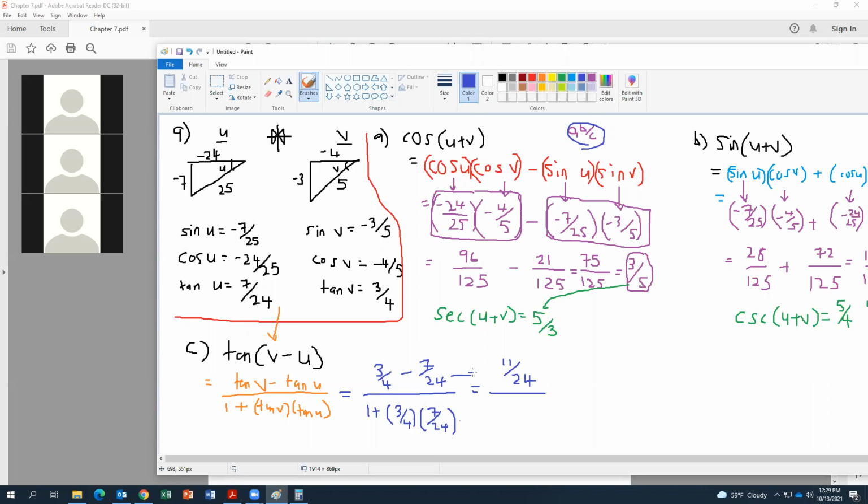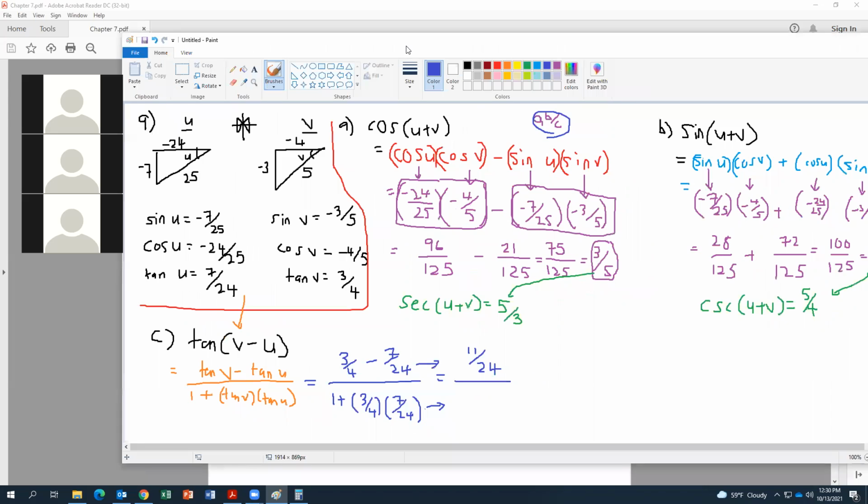Class, I already told you, you need a calculator for your test since the beginning of the semester. If you do not want to invest $10 or $15 on a calculator, it's not my fault. I don't know why you guys still are not going to invest $10, $15 in a very basic calculator.